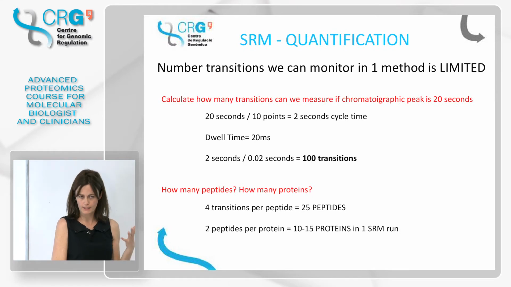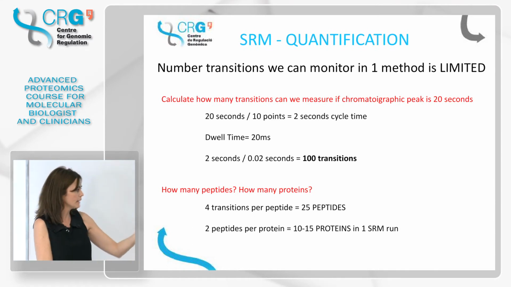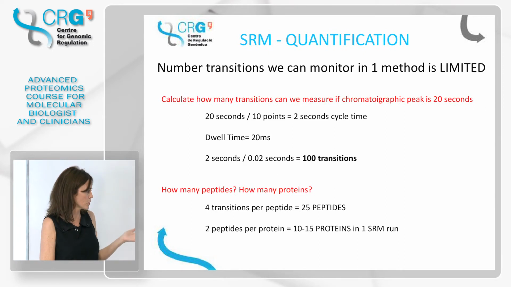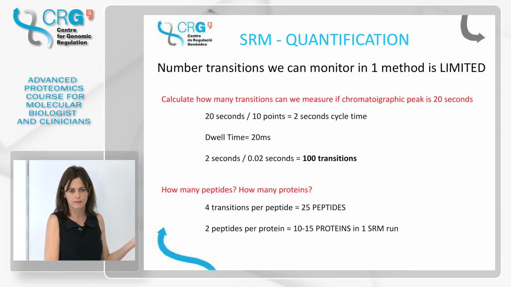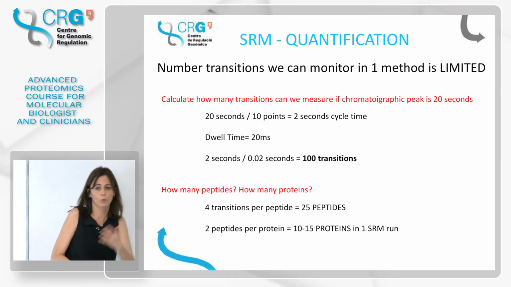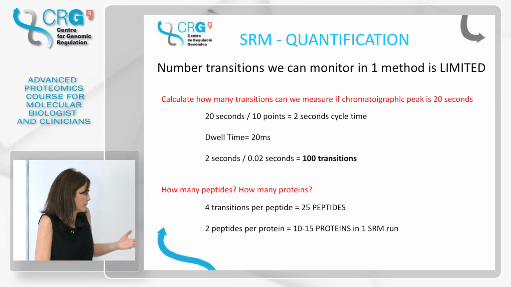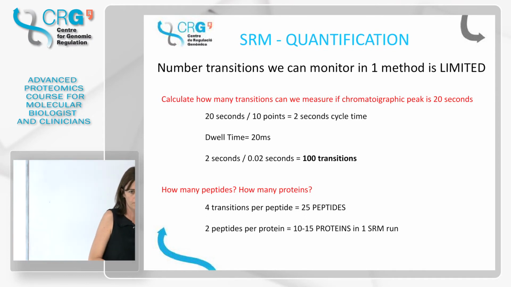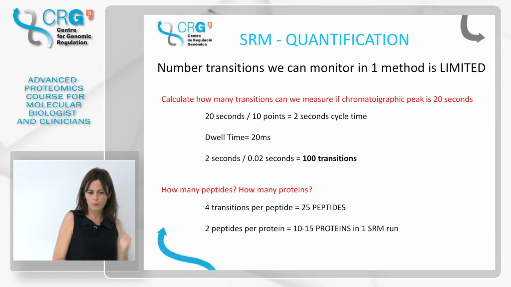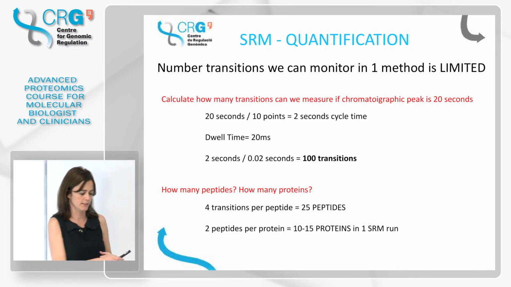And how many proteins can we measure? Well, this depends on how many peptides we measure. In 100 transitions, if we decide to measure 4 transitions per peptide, 100 transitions translates into 25 peptides. And with 25 peptides, we can measure either 25 proteins with 1 peptide, or we can decide and maybe measure 10, 15 proteins. But we always need to know our chromatography, our cycle time, and from here we can make these decisions.